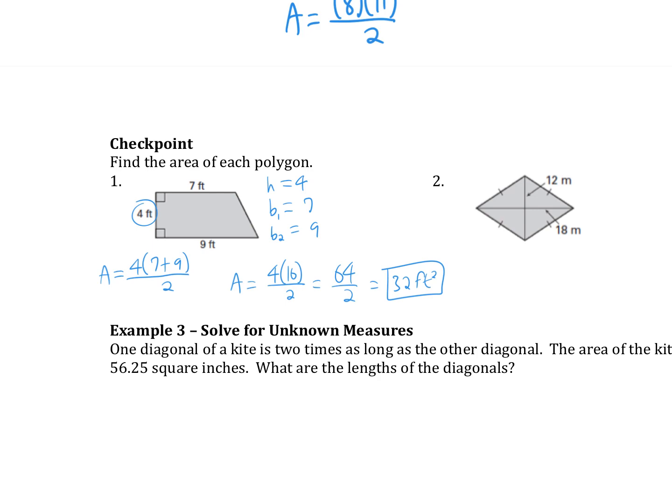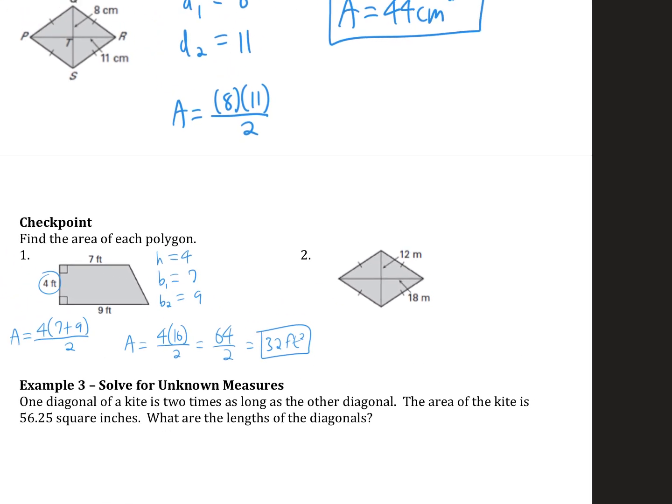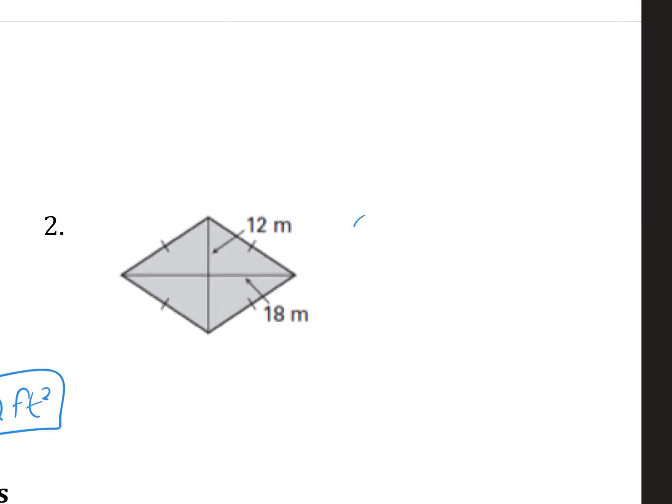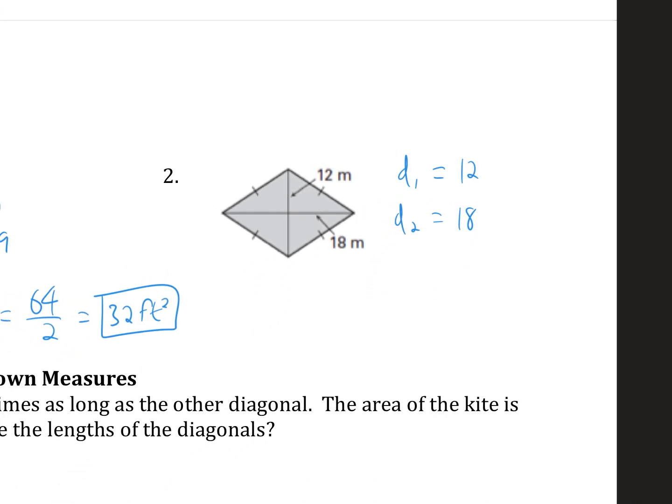All right, example 2. What do we have here? Well, this is a rhombus, so we're going to need diagonal 1 and diagonal 2. Diagonal 1 is going to be 12. Diagonal 2 is going to be 18. So we're going to plug in here. We have area equals diagonal 1 times diagonal 2 over 2. So we have 12 times 18 all over 2, and the area is going to equal 216 over 2.